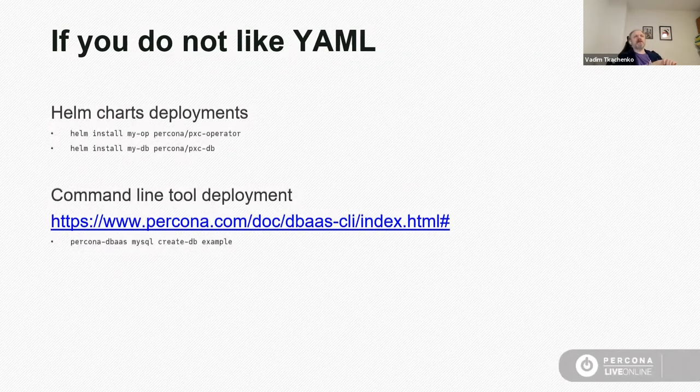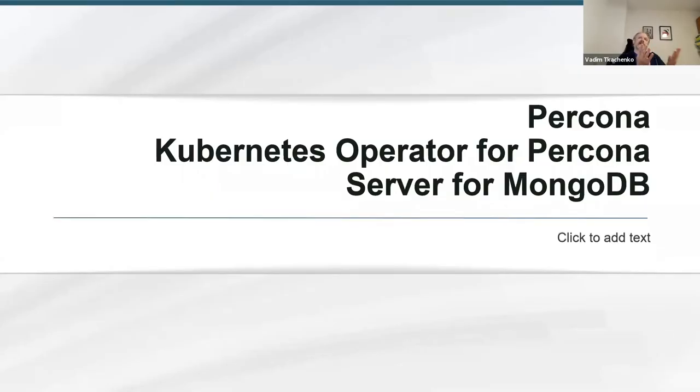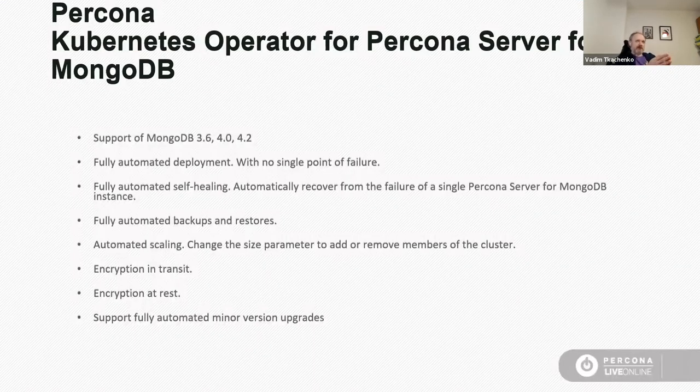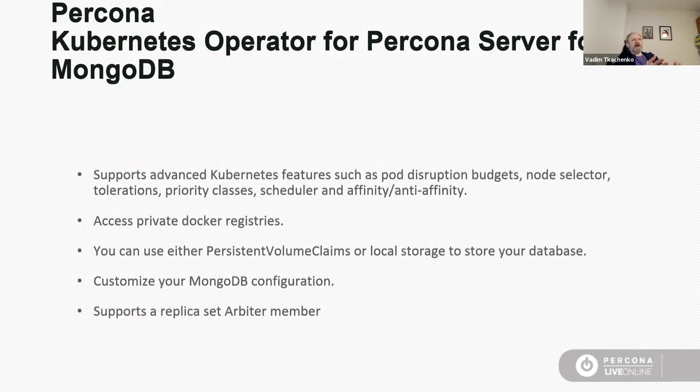And if you don't like YAML files, we provide Helm charts for your deployment, which greatly simplifies deployment of a cluster, or just the command line tool, as I mentioned. And the next operator is the Percona Kubernetes operator for Percona Server for MongoDB. We support 3.6, 4.0, 4.2 versions, with a lot of shared characteristics with our XtraDB Cluster operator: automated deployments, encryption, automatic scaling, backups, minor versions update, and self healing. And again, we are able to use additional Kubernetes capabilities like private registry, storage management, anti-affinity rules, and customizing your configurations.